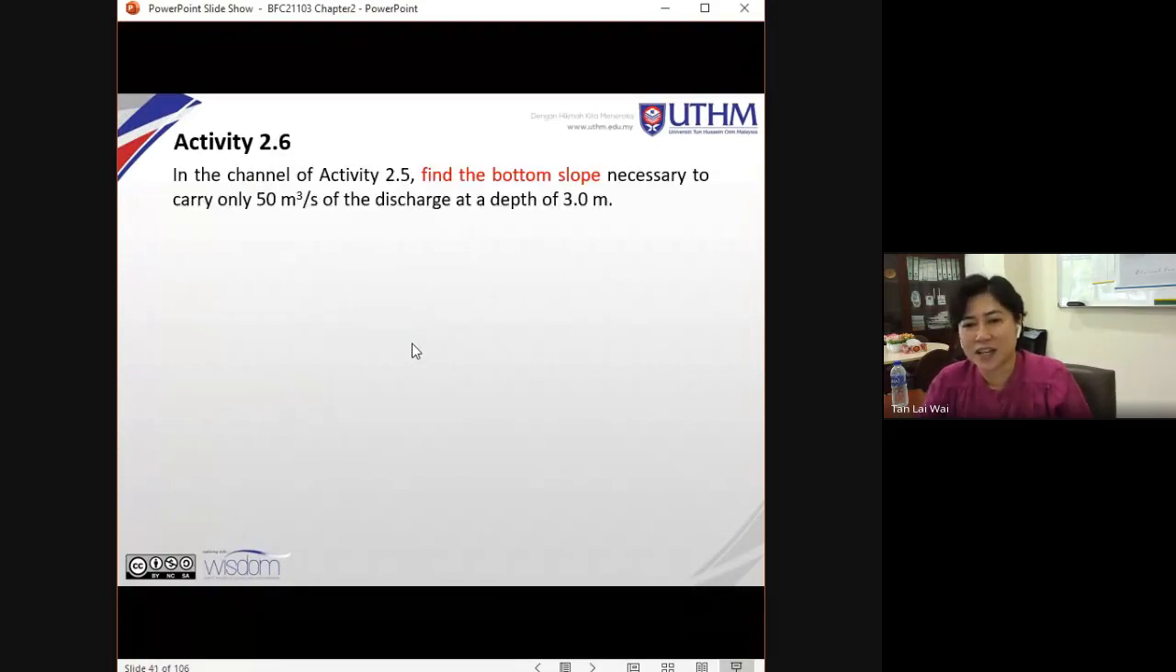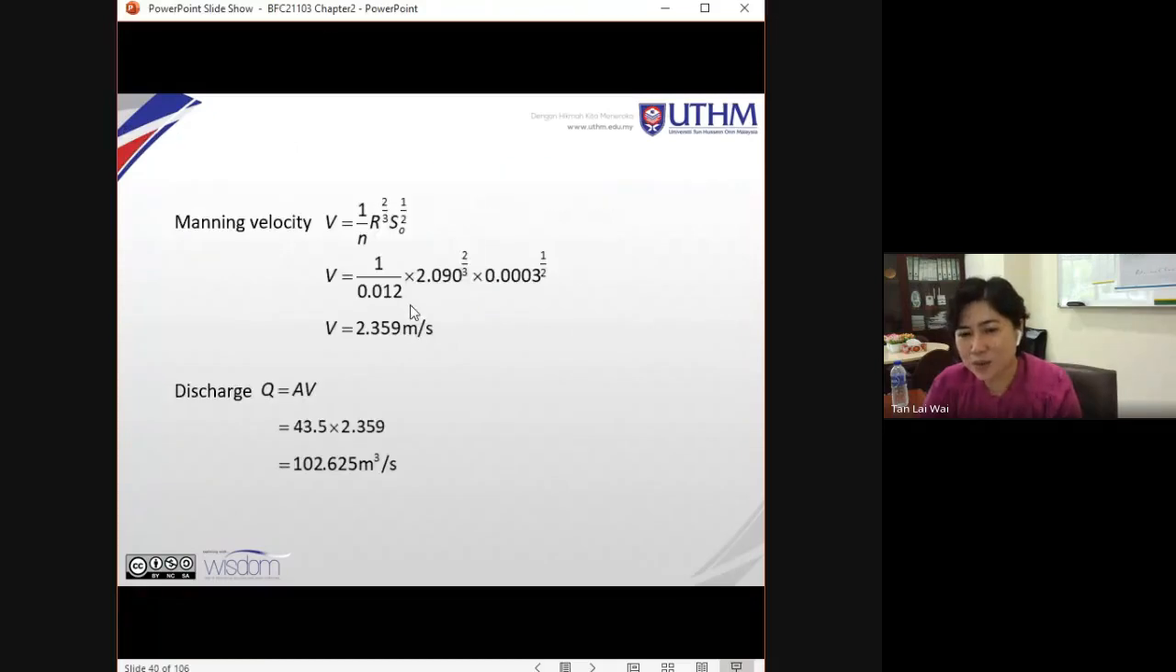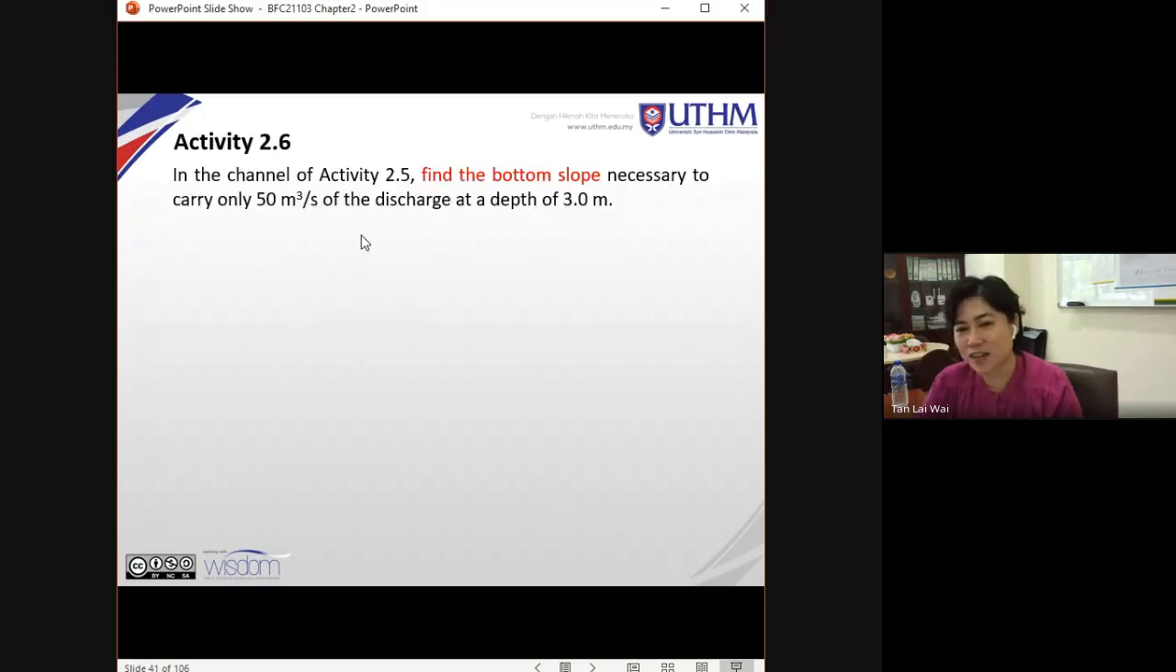Now, let's look at this activity. I don't know, in your slides and notes, the numbering is probably different. In this activity, you are asked to find the longitudinal or bottom slope to carry 50 cusec of discharge at a depth of 3 meters. So what is related with activity 2.5? You have the Manning roughness coefficient given.